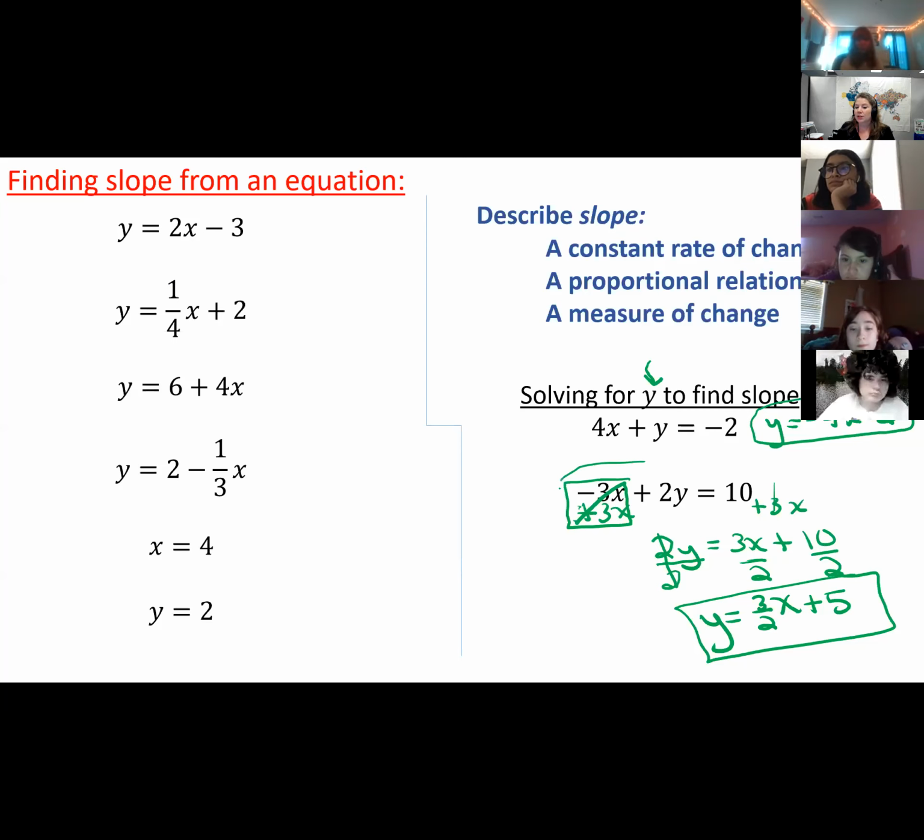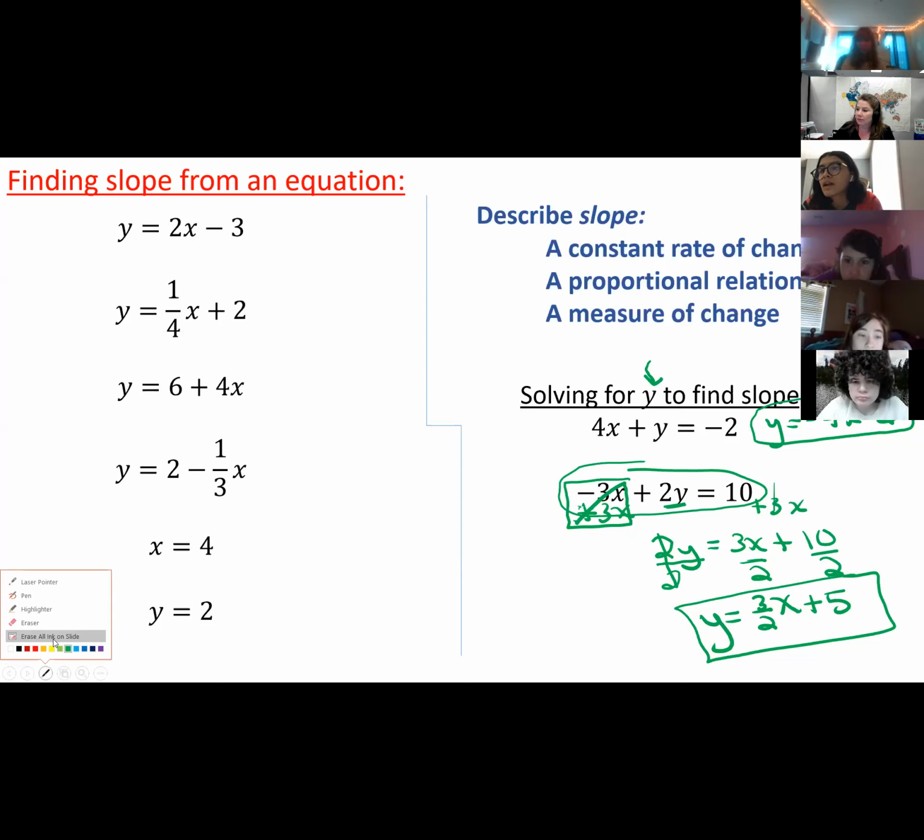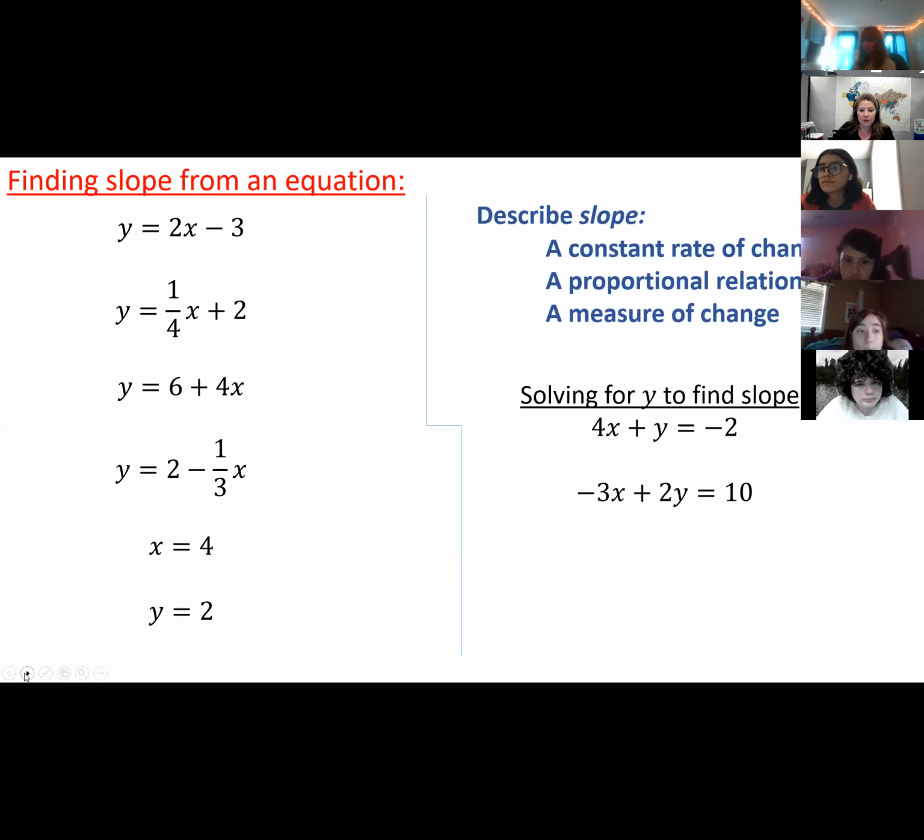Now, when I looked at my original equation, if I told you the slope was -3, that's not correct. And it's not correct because it isn't in the form y equals mx plus b. Okay. All right. Let's try another one. Does anybody need another second on that one? Nope. Okay. Try another one.